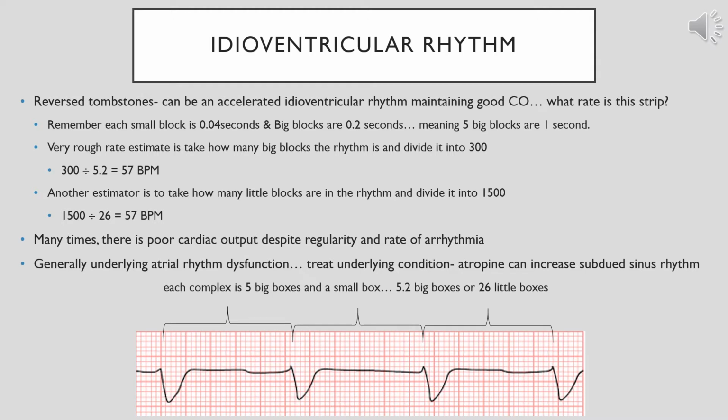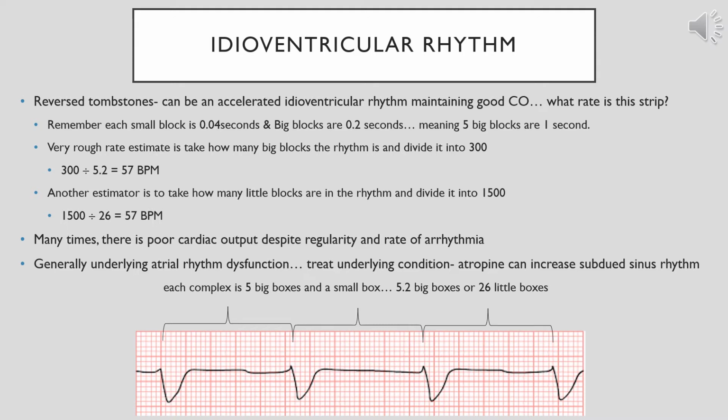Generally, there's an underlying atrial rhythm dysfunction. We need to treat the underlying condition. Atropine needs to be probably introduced to subdue the sinus rhythm, and ACLS intervention needs to happen. This is usually a decision that's going to be made by cardiology, especially on a stable patient. And if you see this patient in the outpatient center, they need to go to the ER for emergency treatment.